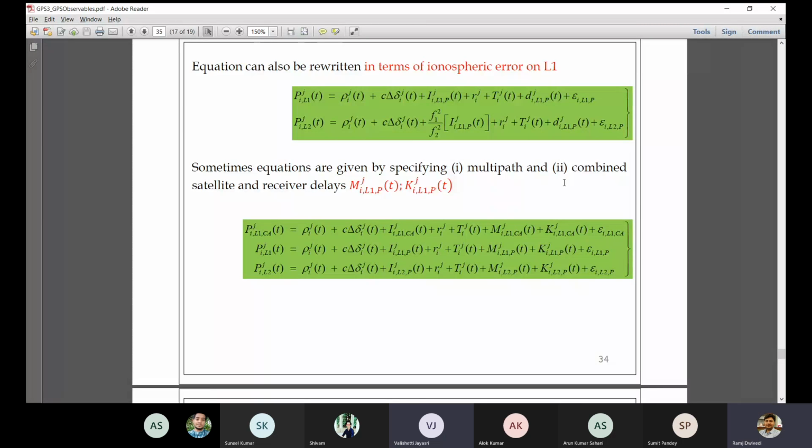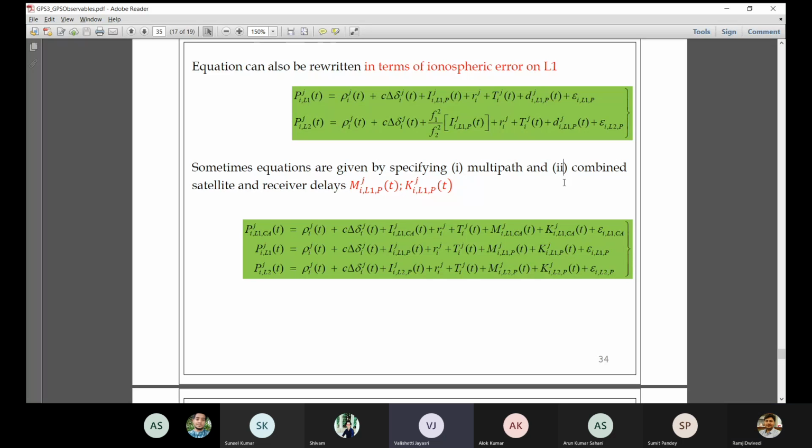The next term is due to the ionospheric effects. You have to say it as ionospheric error between ith receiver and jth satellite for the C/A code modulated on L1. And it is time dependent, the time is written within the bracket, so for every epoch it will be changing.